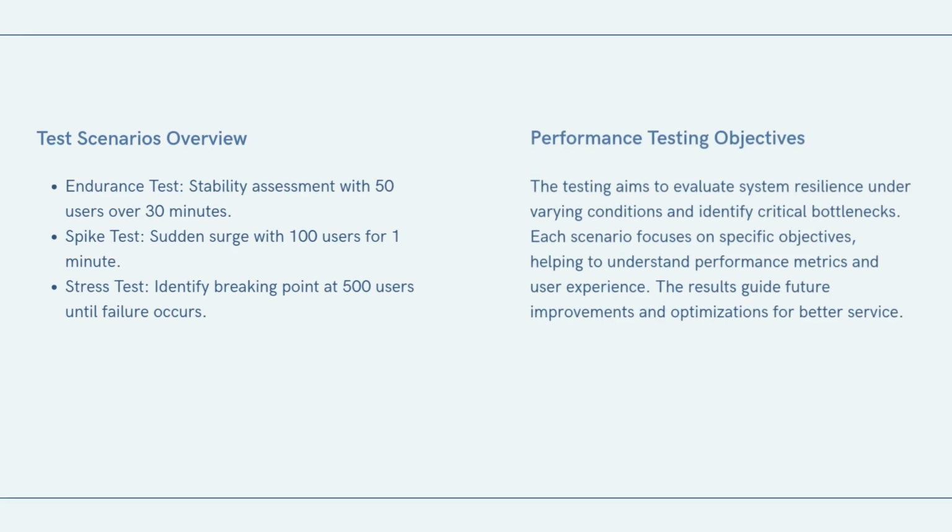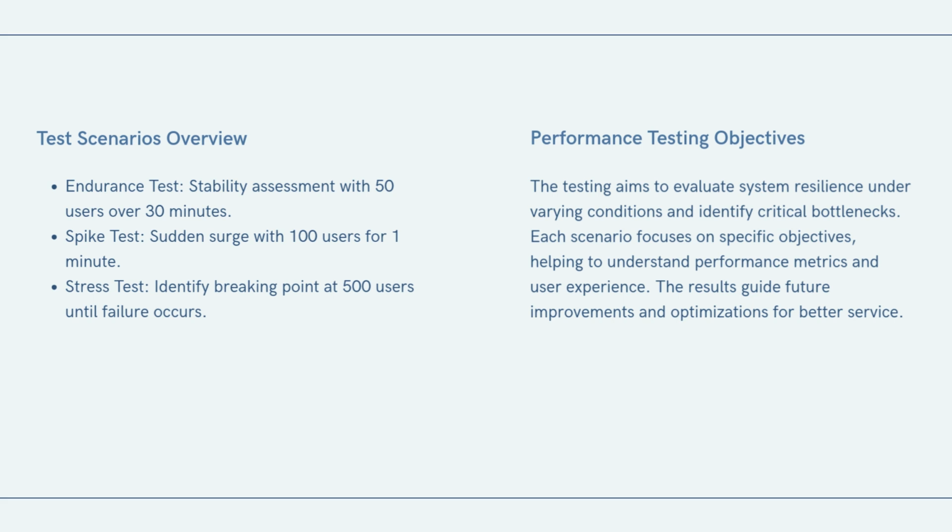Next is the test scenarios that we are going to do. The first one is the endurance test. It requires stability assessment with 50 users for over 30 minutes. Next is the spike test, a sudden surge with 100 users for 1 minute. The stress test is to identify the breaking point at 500 users until any failure occurs.